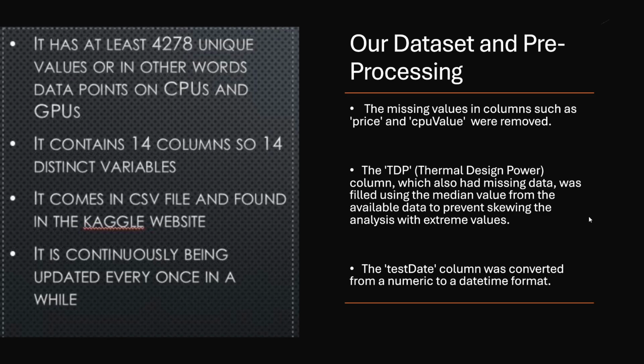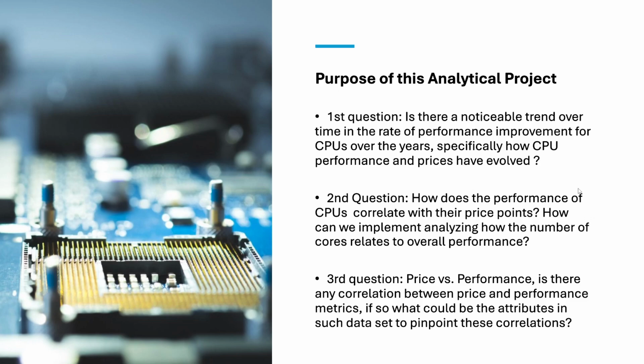And now moving on into more of our introduction with our research questions. The purpose of this analytical project, which is really important, is these three questions. Our study is actually driven by three main questions. The first one is we are going to investigate whether there's a noticeable trend in performance over time. Second, we explore how CPU performance correlates with price points. And third, we analyze if there's a correlation between price and performance across different CPUs. Each question aims to uncover distinct aspects of CPU evolution.